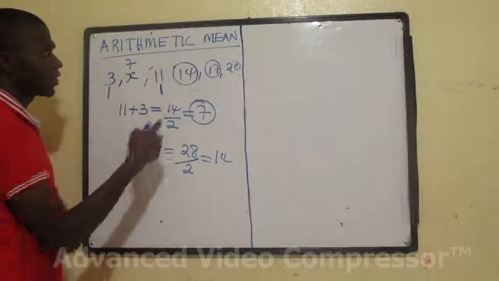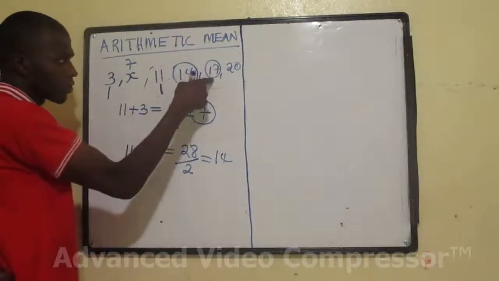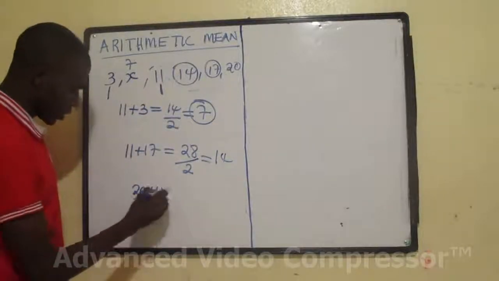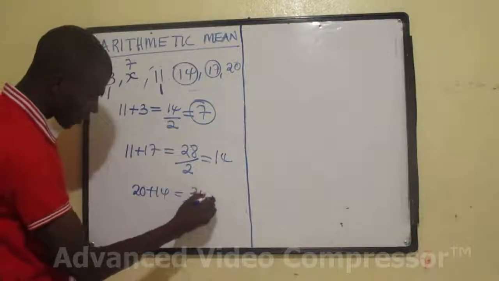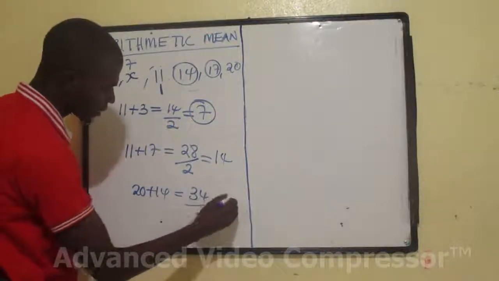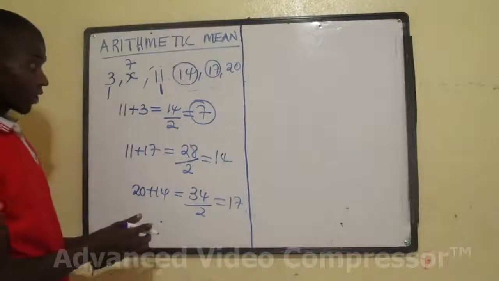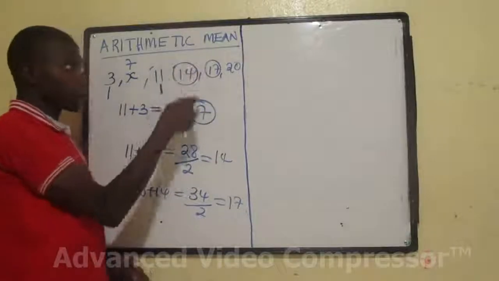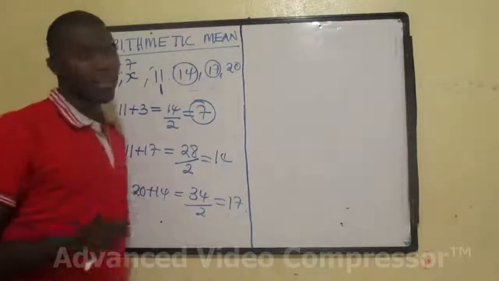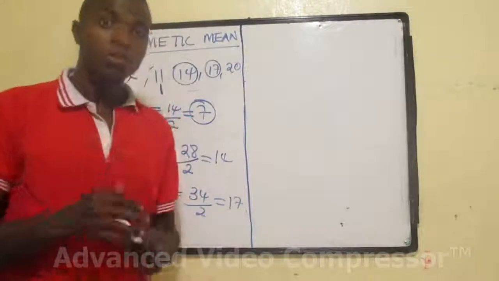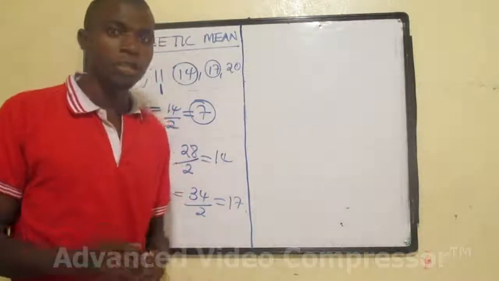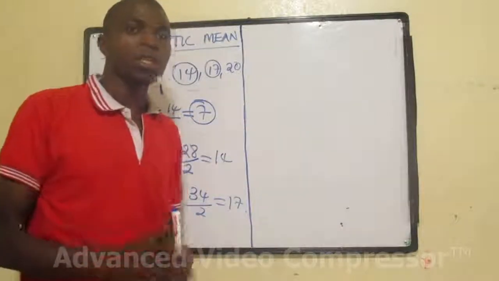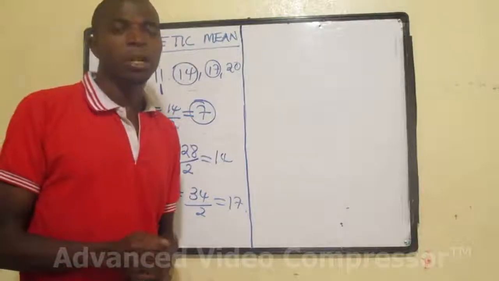Let us try the next one. The middle term is 17. Let me add 20 plus 14. The answer is 34. We divide 34 by 2, and the answer is 17. It seems that when we add any two terms which have something in between and divide by 2, the answer that we find is the middle term. So we can find the arithmetic mean by simply adding the two terms that have the term in between, then dividing by 2.